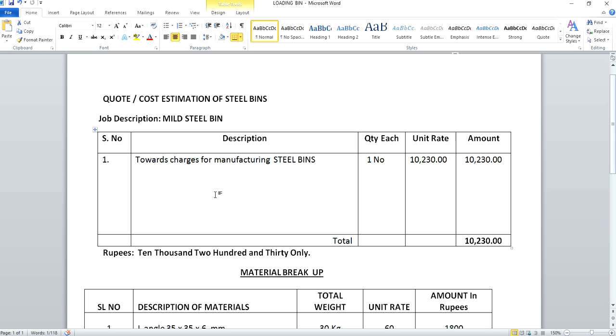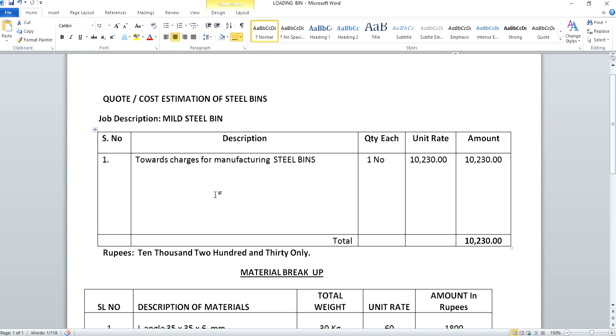Now fabrication is a process wherein a lot of activities are involved, like bending, marking, cutting, welding, painting, drilling, likewise so many activities. And in order to fabricate each and every product, there may be different processes associated with these industries. So here our requirement is steel fabrication, a fabricated bin.